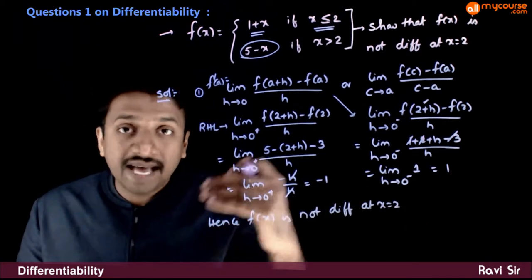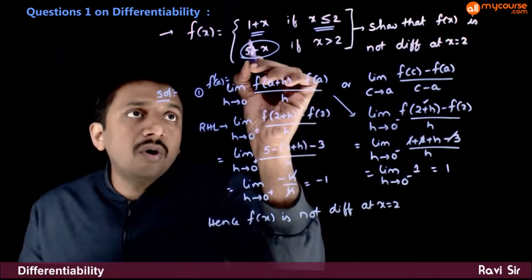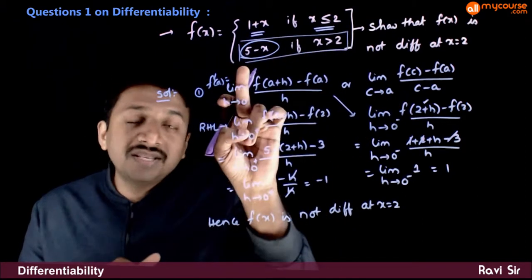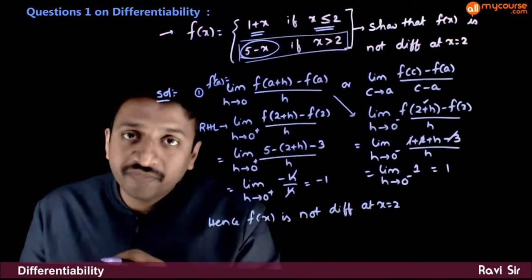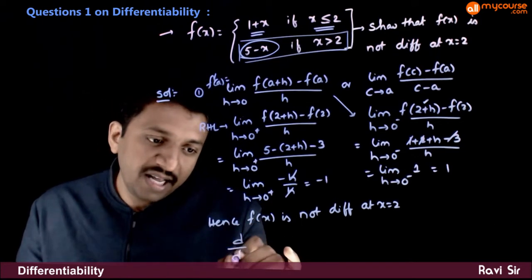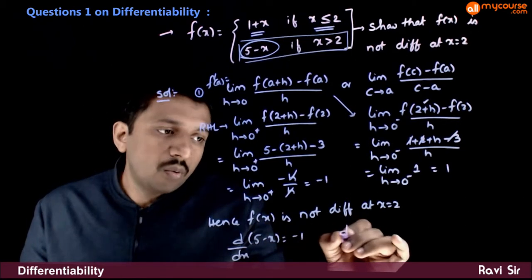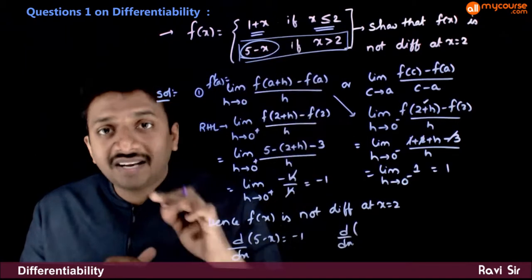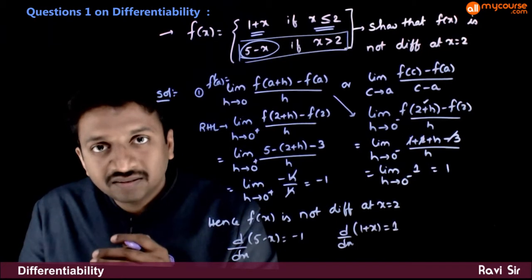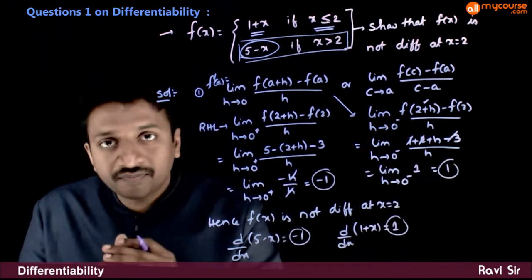Now if you want to do this directly, you can use your differentiation formulas also. If you go to the right side of 2, it is x greater than 2. This is a polynomial function, so you can differentiate it directly. What is the differentiation of 5 minus x? d by dx of 5 minus x is nothing but minus 1. And what is d by dx on the left hand side, of 1 plus x? It is equal to plus 1. As you can see, these numbers are exactly the same as the numbers which you got here.